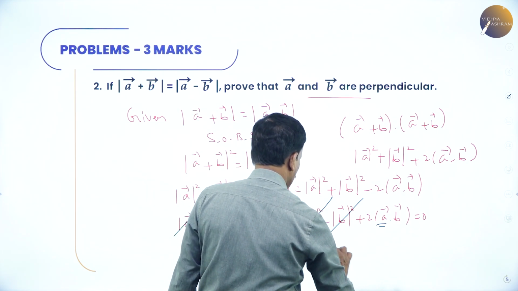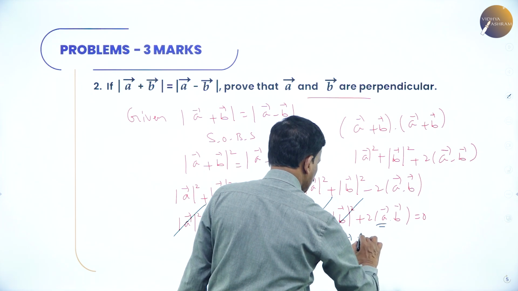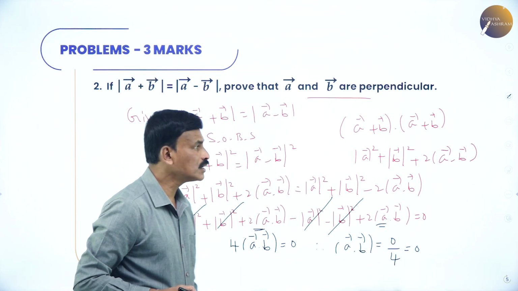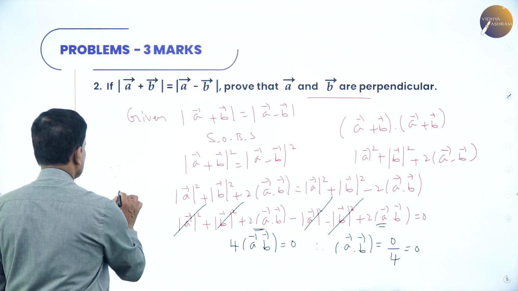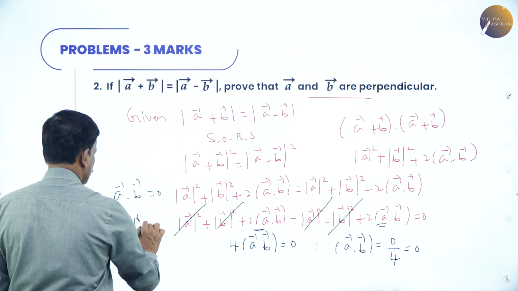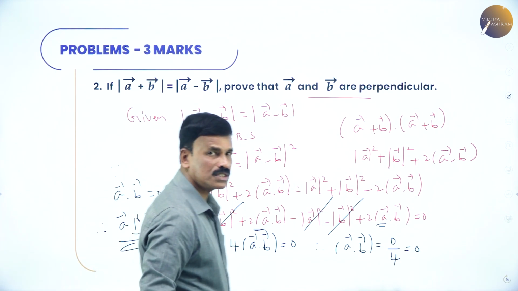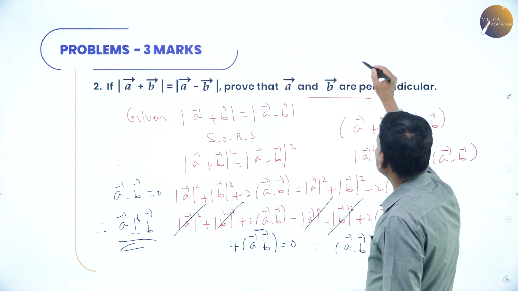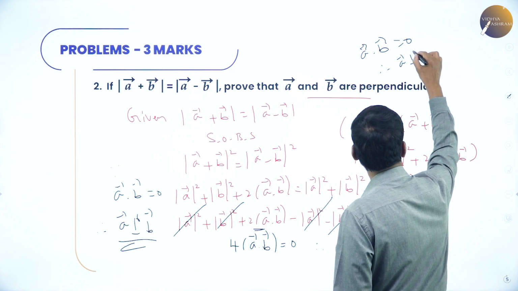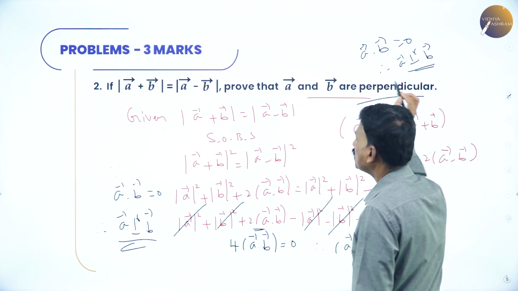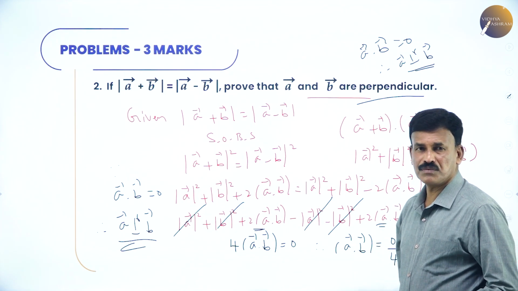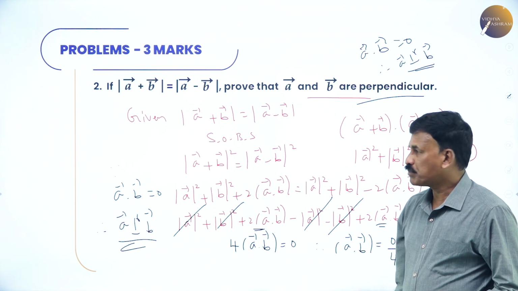Therefore a dot b is equal to 0 divided by 4, which is 0. So what you get is a dot b is equal to 0. Since a dot b is equal to 0, therefore vector a is perpendicular to vector b. That's it. Two vectors a and b are perpendicular. Very important problem for 3 marks. Now move on to the next type of problem.